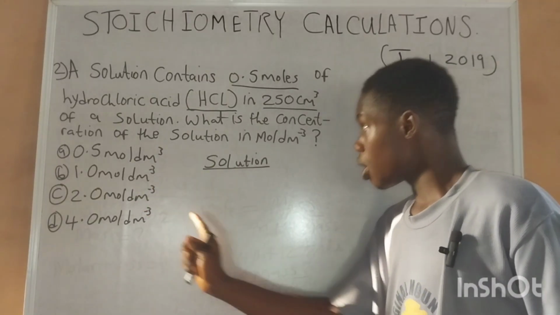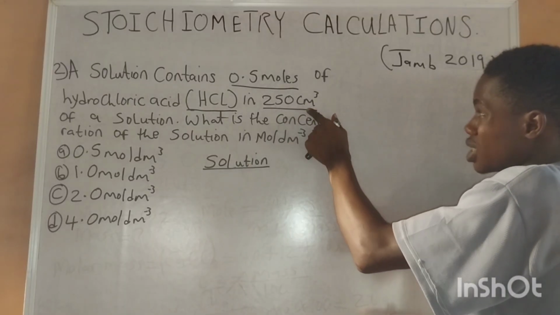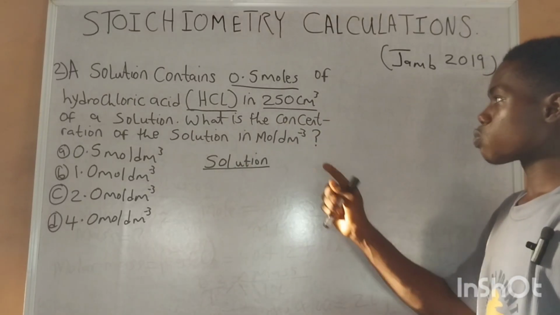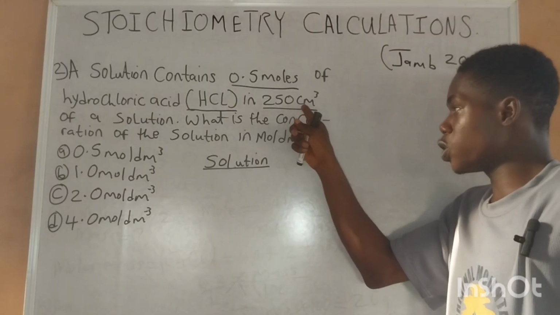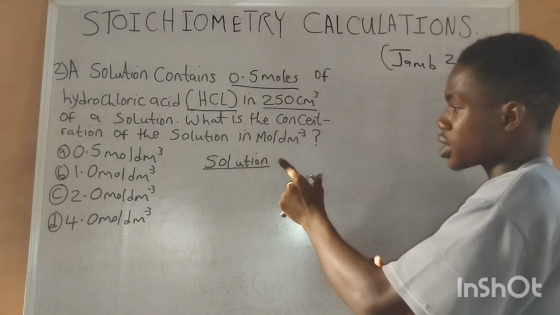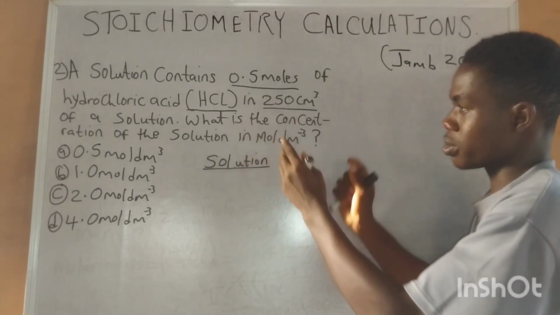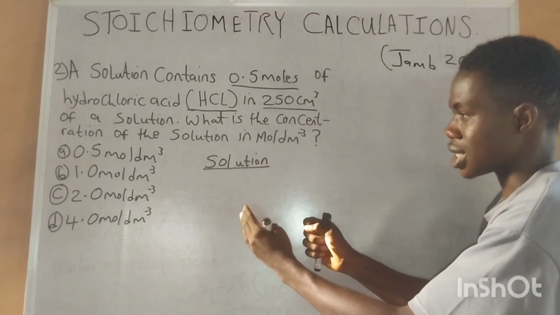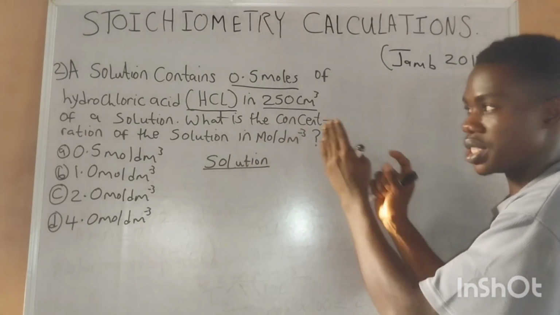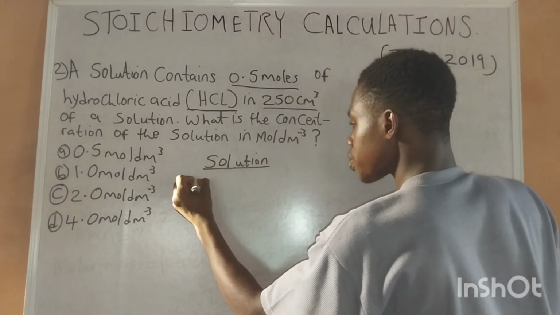in dm cube. But if you come back to the question, the volume that they gave in this question is in cm cube, which means we must do conversion for this volume first, even before calculating our concentration. If not, we will not get the correct option. Now, having explained this question, let's bring out our parameters before tackling this question. Now, we're given mole.